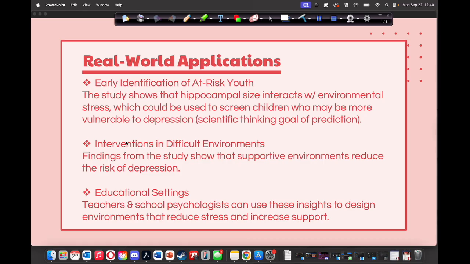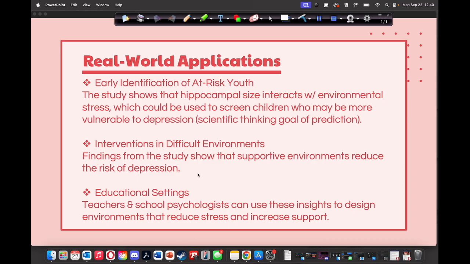And this one's kind of similar, but interventions in difficult environments. Findings from the study show that supportive environments reduce the risk of depression. So again, kind of adding on to the first one, I guess they're kind of similar. I apologize for that. But students who are in difficult environments, I feel like this study kind of solidifies that if we can be more supportive to them, even with the hippocampal findings, we can reduce the risk of their depressive symptoms.